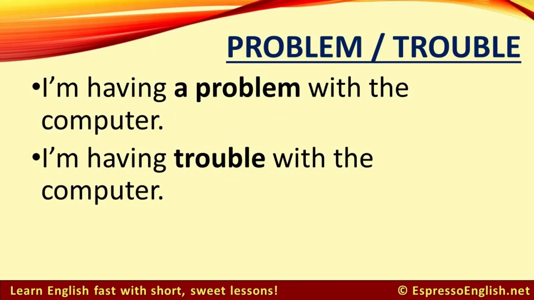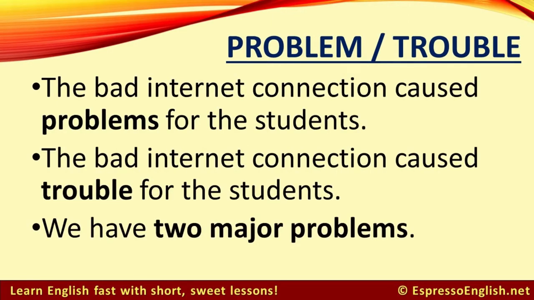Here are some examples. You could say, I'm having a problem with the computer, or I'm having trouble with the computer. You could say, the bad internet connection caused problems for the students, or the bad internet connection caused trouble for the students. You could say, we have 2 major problems. But don't say, we have 2 major troubles. That's not correct. If you're going to use a number, like 2, use problems.